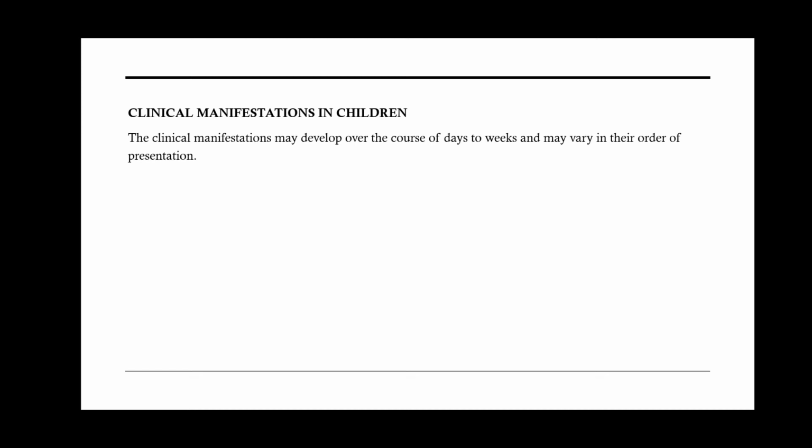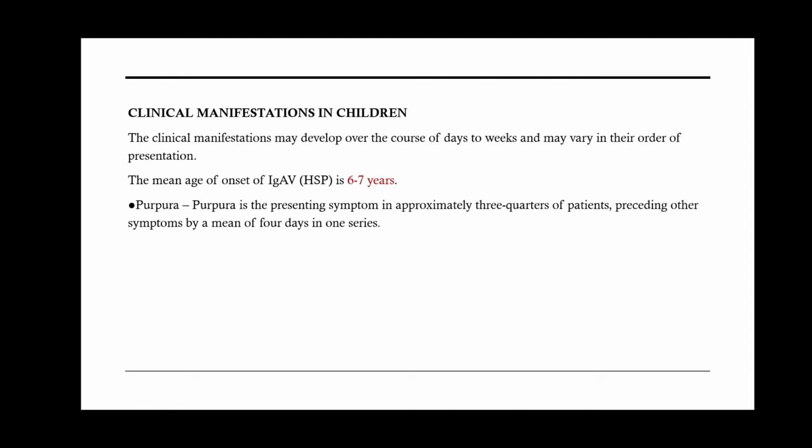So now for the clinical manifestations in children, they may develop over the course of days to weeks and may vary in their order of presentation. The mean age of onset of IgA vasculitis or HSP is 6 to 7 years. Purpura is the presenting symptom in approximately 3/4 of patients, preceding other symptoms by a mean of 4 days in one series.